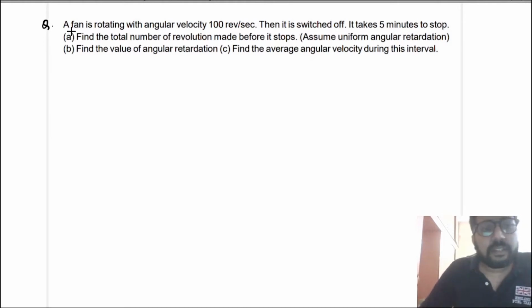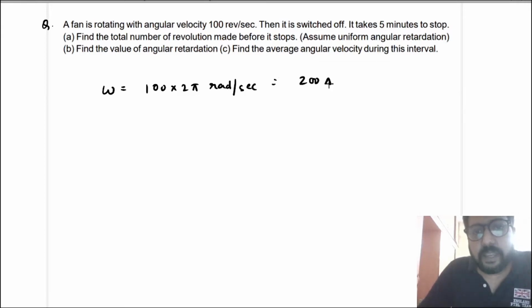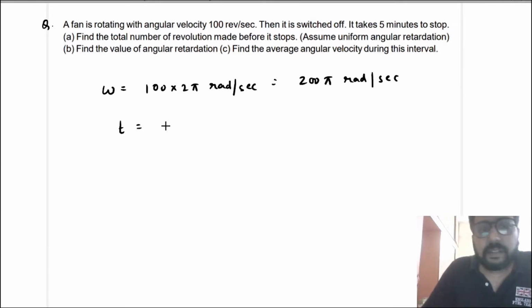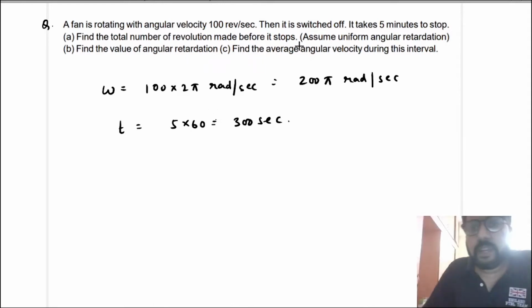In this question, it is given that a fan is rotating with angular velocity omega equal to 100 revolutions per second. That is omega is equal to 100 multiplied by 2 pi radian per second, because 1 revolution means 2 pi radian. That is 200 pi radian per second. Time given to stop is 5 minutes. That means in 5 minutes it stops. So 5 multiplied by 60 seconds. Then find the total number of revolutions made before it stops.